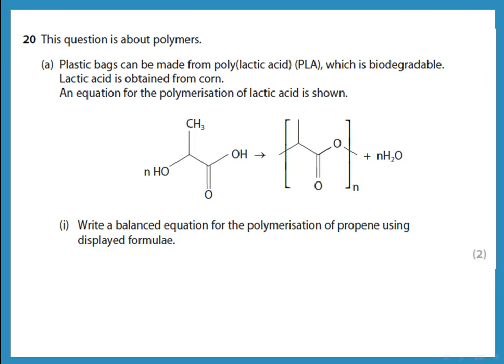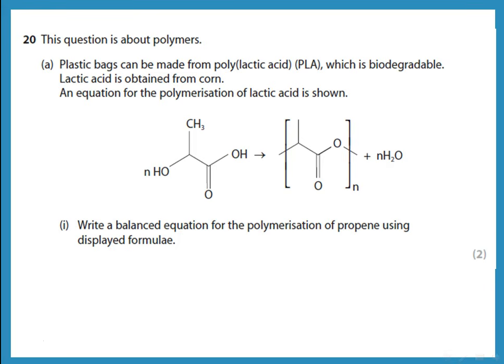Okay, this one is about polymers, and he's saying we have polylactic acid, which is biodegradable. Lactic acid is obtained from corn. An equation for the polymerization of lactic acid is shown. So you can see that lactic acid is something that has OH on one end and an acid group on the other end. So this is the polymer. If you remember from the O-level subject, this was called condensation polymerization.